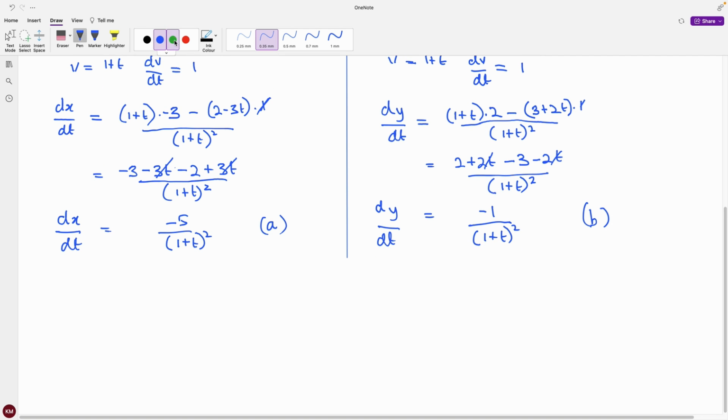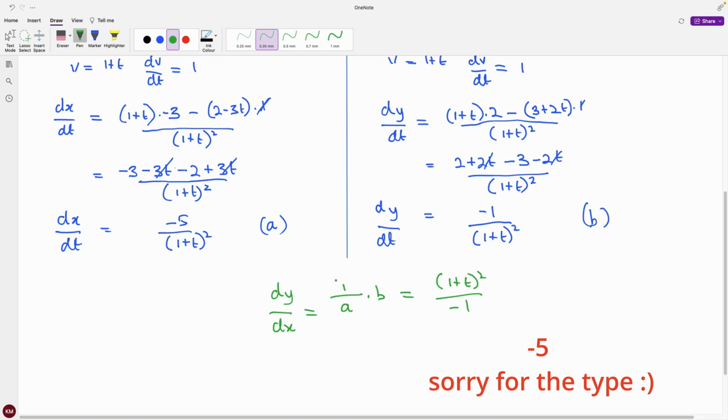Okay, so let's bring everything together. I'm going to now use green this time. So if we now want to find dy by dx, it's going to be 1 over a dot b. So our a is minus 5 over 1 plus t squared. 1 over a is going to be 1 plus t squared over minus 5. So this is our 1 over a. We are inverting this a.